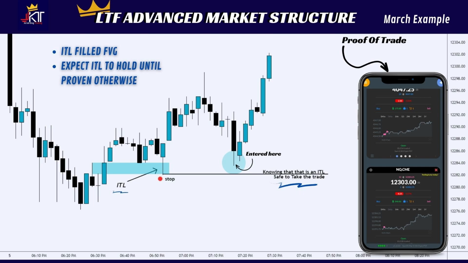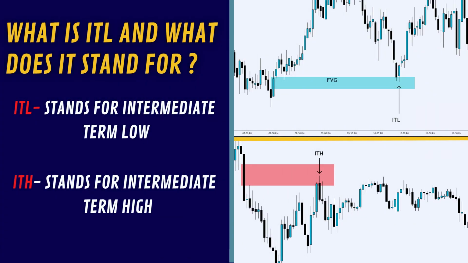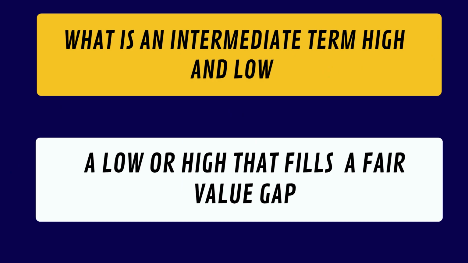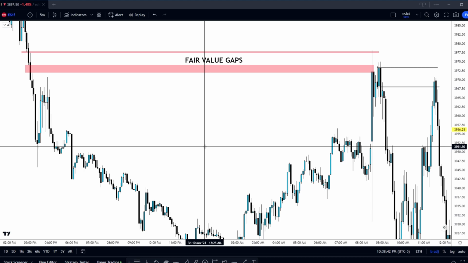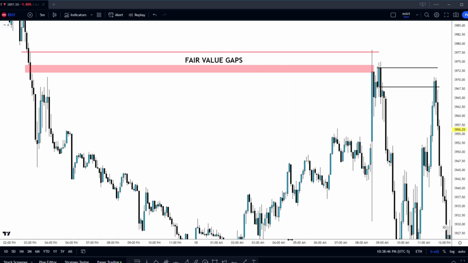So first I need to teach you guys what intermediate term lows and highs are and what it stands for. So ITL stands for intermediate term low and ITH stands for intermediate term high. The best way to explain it is that it is a high or low that has filled a fair value gap. So let's go ahead and break down how you can find the ITOBs. So here we have a fair value gap right here, and there's another small one right there.